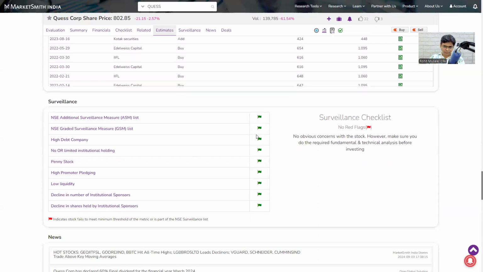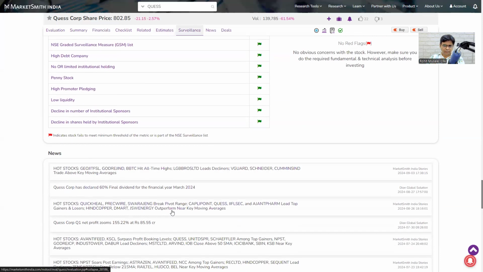This is important, surveillance. So if any one of this is a red flag, I am not going to buy the company. This company does not have any red flag. See, it's not a penny stock. Promoters have not pledged the company. It's not an illiquid stock, things like that.